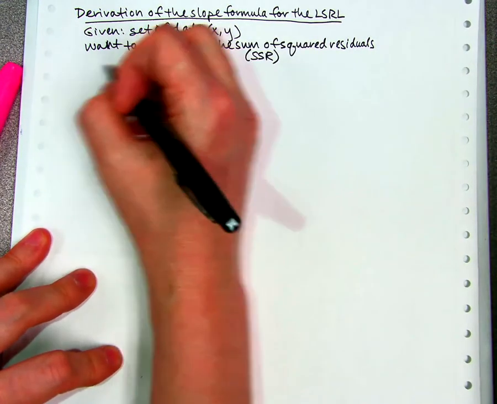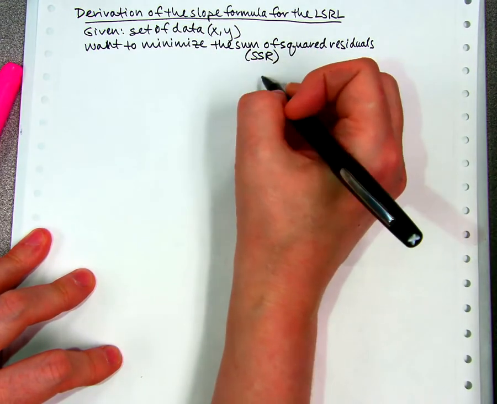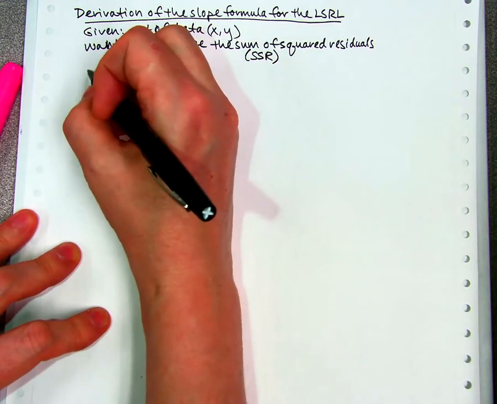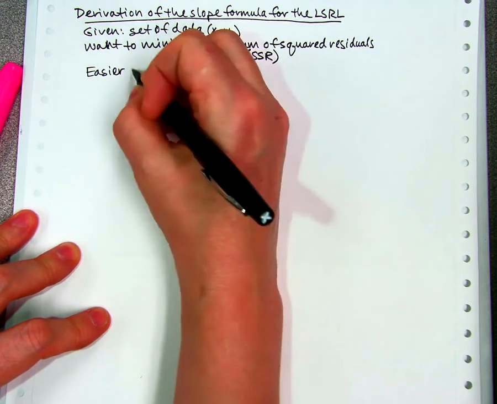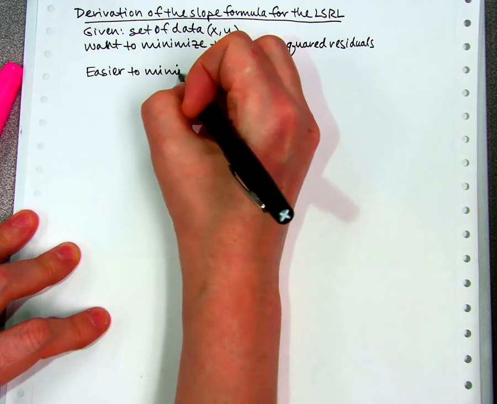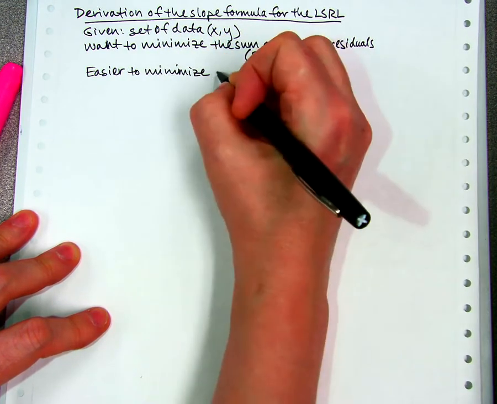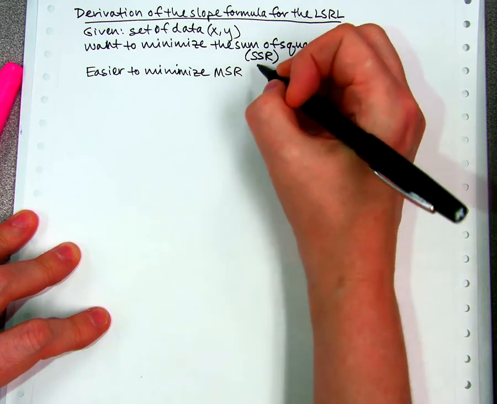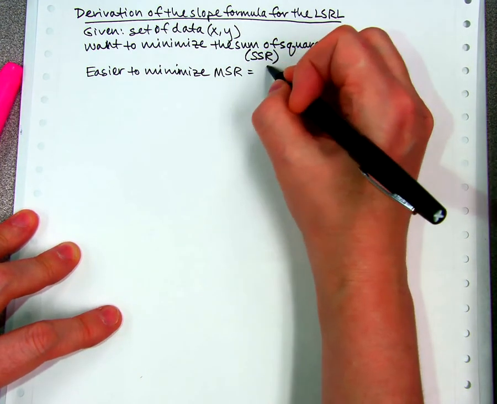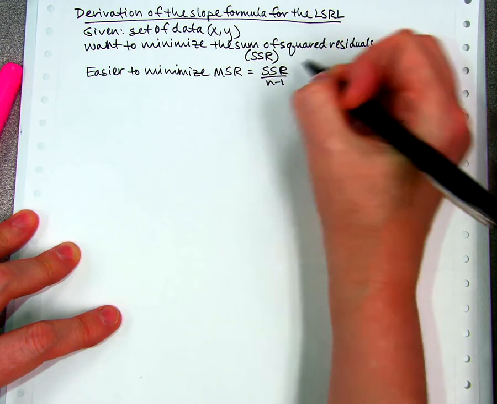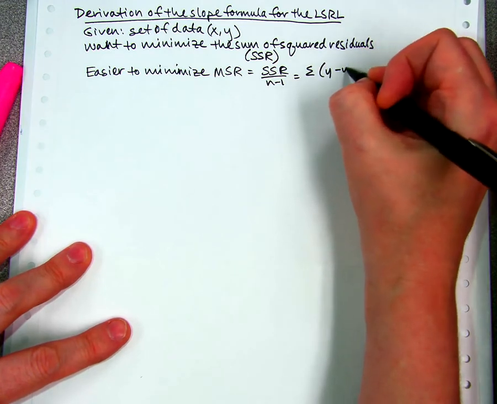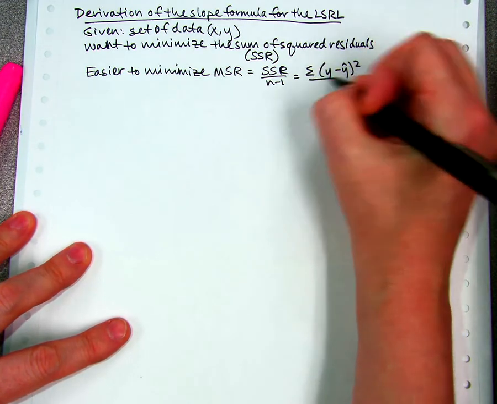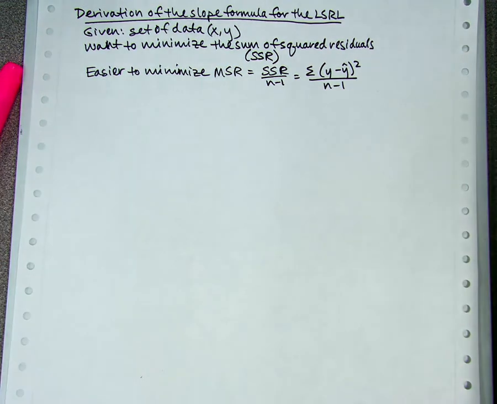And I'm going to tell you that it actually works just as well to divide this by something and then minimize it. So it's a little bit easier if we talk about minimizing the MSR, which is the mean of the squared residuals, which is the SSR divided by n minus 1. It's kind of like an average of the sum of all those squared residuals, which remember are y minus y hat squared, except we're now going to divide it by n minus 1. I'm going to take that formula and try to minimize that value.